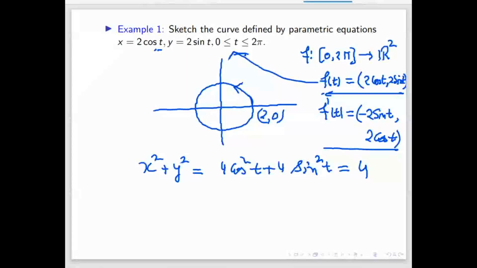So at time t equal to 0, what will be f and f dash? Because the domain is from 0 to 2 pi. At t equal to 0, what is f(0) and what is f dash(0)? f(0) is 2 comma 0. f dash(0) is 0 comma 2.